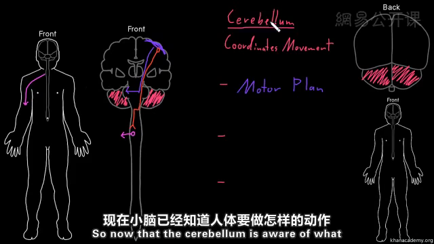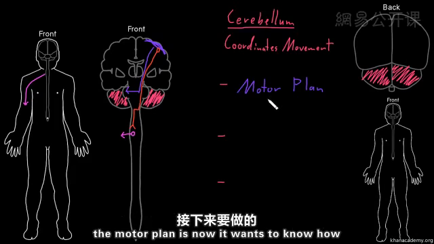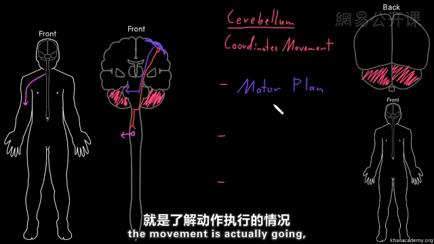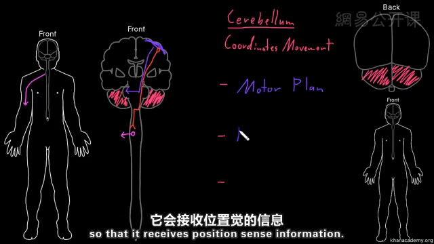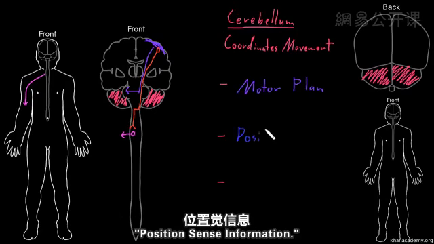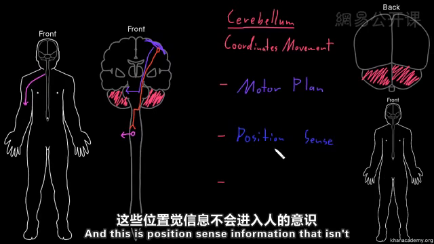So now that the cerebellum is aware of what the motor plan is, now it wants to know how the movement is actually going, so that it receives position sense information, and this is position sense information that isn't reaching consciousness.